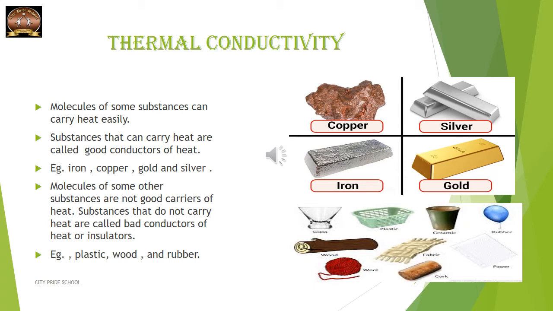Well, there are some substances whose molecules are not good carriers of heat. The substances that do not carry heat are called bad conductors of heat, and they are used as insulators. Examples of insulators are plastic, wood, rubber. These are the substances which do not carry heat.